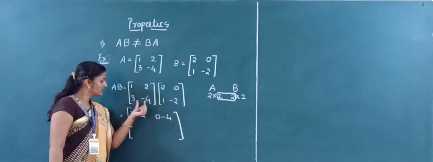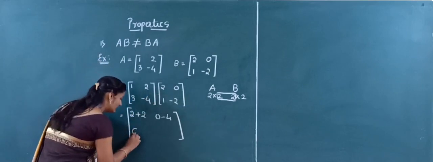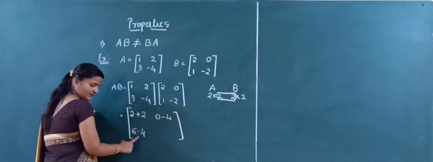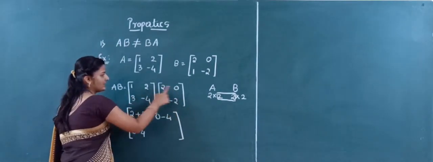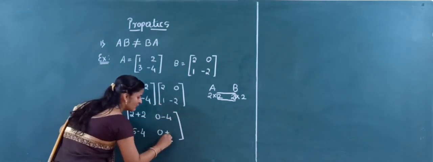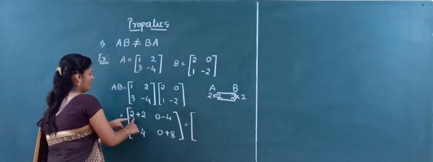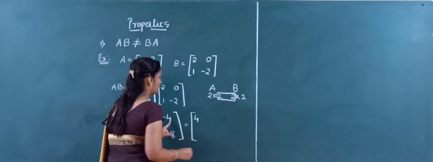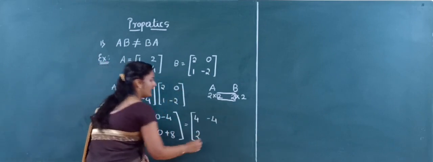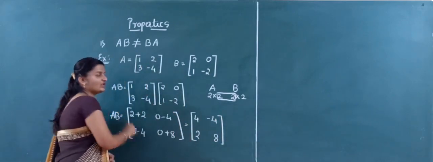So I have to take the second row, that is 3, minus 4. Second row, first column: 3 into 2, 6, minus 4 into 1, minus 4. So with the first column it is over. Next move to the second column: 3 into 0, 0, minus 4 into minus 2. Minus into minus is plus, 4 twos are 8. So this is our AB. What is our final answer AB? 2 plus 2, 4, 0 minus 4, minus 4, 6 minus 4, 2, 0 plus 8, 8. This is our AB.